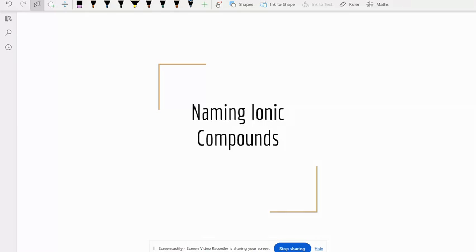Hello, grade 10s. Welcome to our first naming compounds lesson. We are going to do a series of lessons on naming different compounds. We are starting with the simplest one, which is naming ionic compounds.